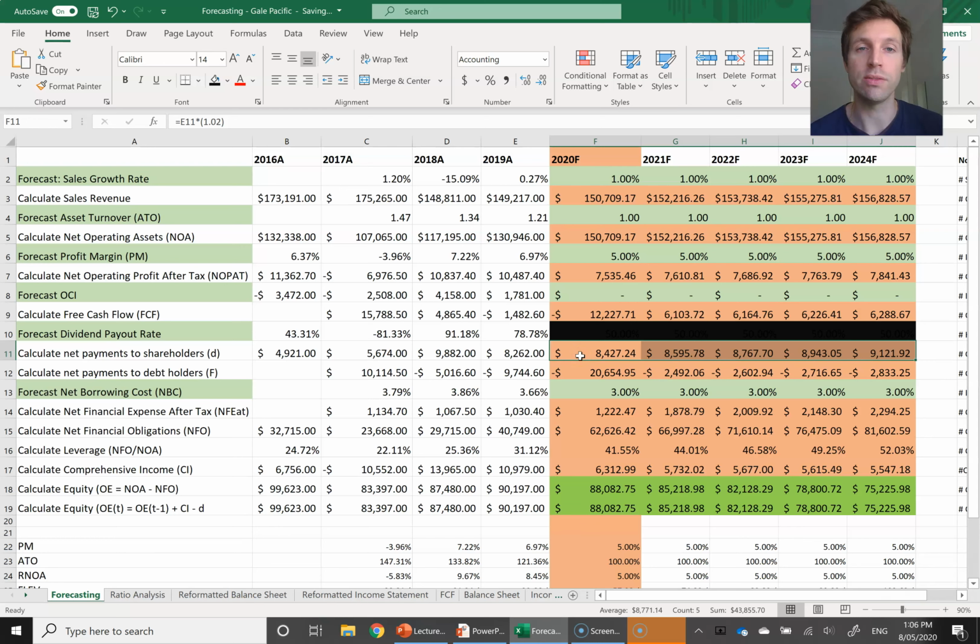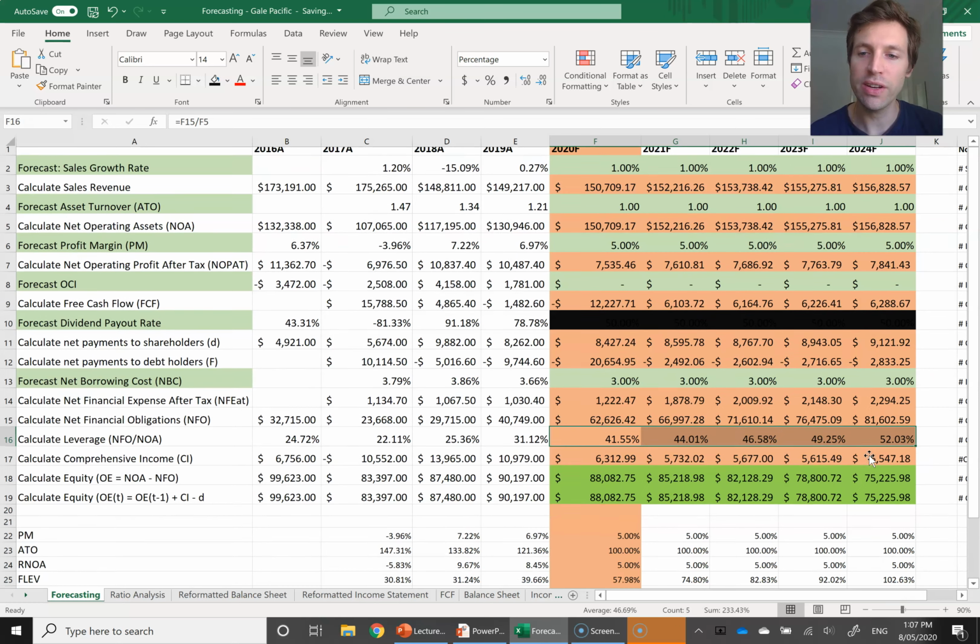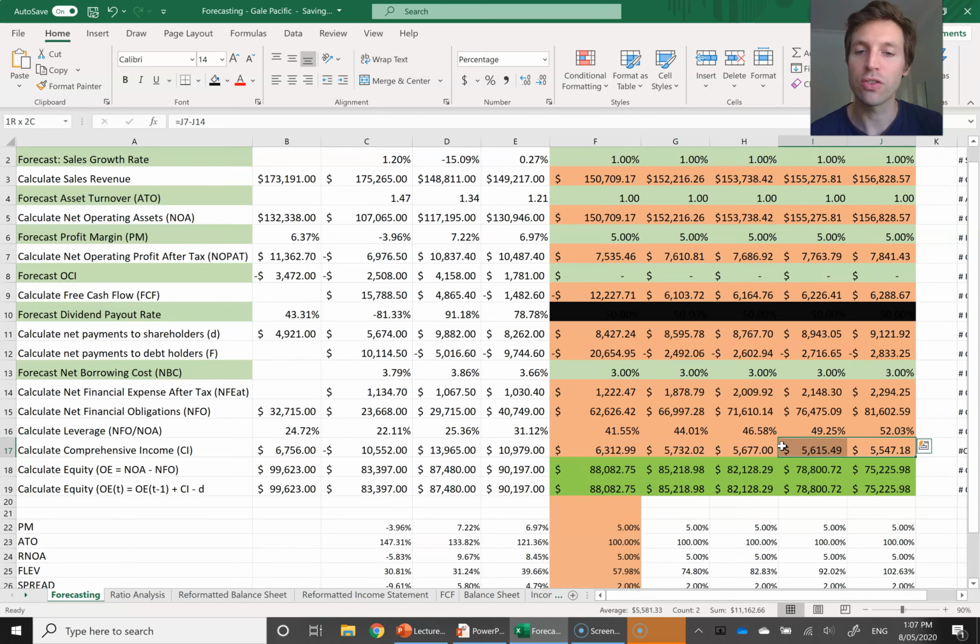Let's plug them into our dividend discount model and come up with a valuation. What that doesn't tell us about the business is that for the business to be able to make these kinds of dividend payments each year, it looks like they're going to have to borrow a lot of money. We've got negative net payments to debt holders, and that means overall their leverage is increasing. And if we go down here as well, it means their comprehensive income will be less because they're paying out more money to the shareholders and have less funds available to actually grow the business.